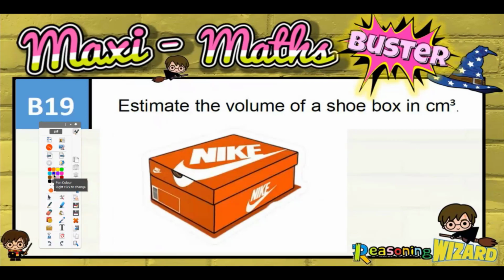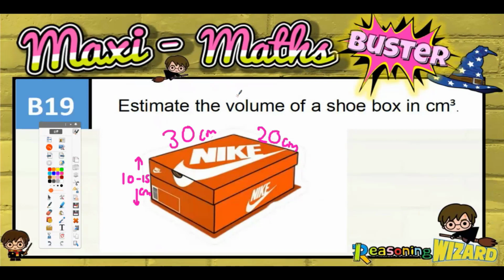Estimate the volume of a shoebox, question 19, in centimeters cubed. Now then, a lot of shoeboxes are usually about 30 centimeters long, and they're normally about 20 centimeters wide. And depending on the size of the shoes, they can be between 10 to 15 centimeters high. So we could come up with two estimates here.